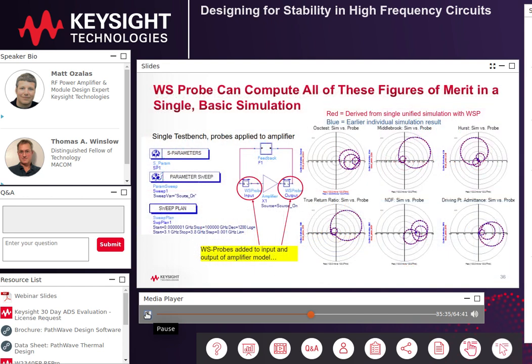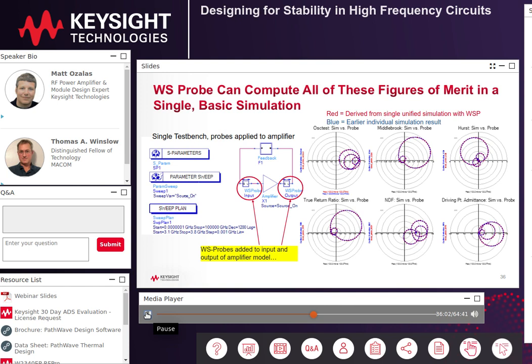Thanks, Tom. So with that seemingly little tweak to the S probes, we now have a really powerful stability analysis tool at our disposal. Why is this new probe so powerful? Well, because you can run one single simulation and use the result to compute pretty much every figure of merit that we've shown so far in the webcast and more. All you need to do is put the probes in nodes in your design that you're interested in analyzing, and then you just run a simulation.